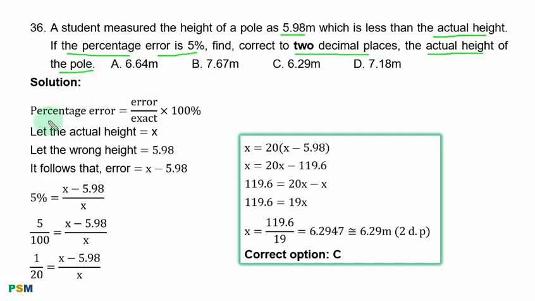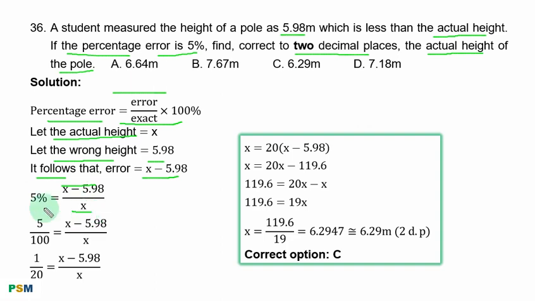Solution. Percentage error is equal to error over exact times 100%. Let the actual height be S. Let the wrong height be 5.98, given in the question. It follows that the error is S minus 5.98. You come back here, the percentage error is 5%, equal to error over exact.